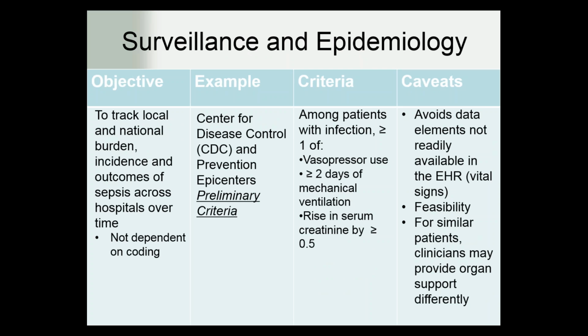Next is surveillance and epidemiology. So the CDC now has jumped with both feet into the sepsis arena nationally, being mandated so by Congress and to a certain extent public pressure. Their objective, as they're discussing more and more, what they'd like to do with sepsis is to essentially track local and national burden, essentially incidence and outcomes of sepsis across hospitals over time in the United States. That's essentially not dependent on coding, and we don't have time to talk about it here. And Cliff actually showed you some of the slides, which depending on the coding approach you use will give you completely different numbers in the United States for the epidemiology of sepsis, at that time sepsis, severe sepsis, and septic shock.